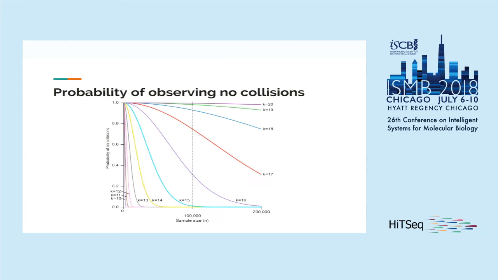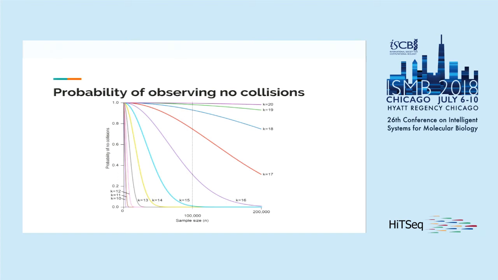So that produces this really nice plot, where on the y-axis we have the probability of having no collisions, and the lines show no collisions. On the other axis is our sample size, so you can see that as you increase the sample size, you require a longer UMI to have no collisions. And here we see that at 100,000 reads, even if you have a 15 base pair barcode, you're going to have at least one collision in your sample.